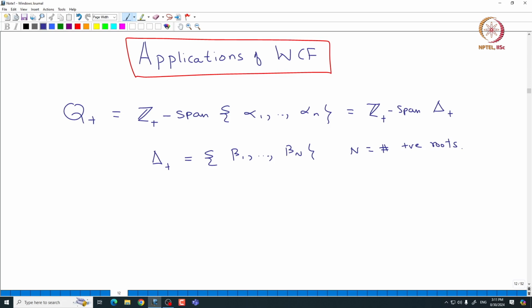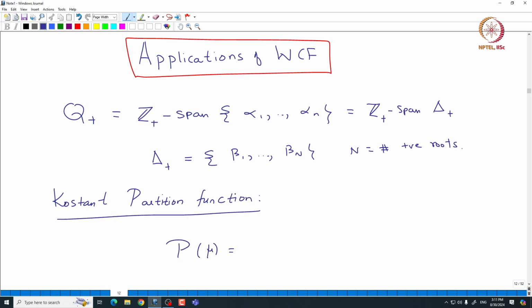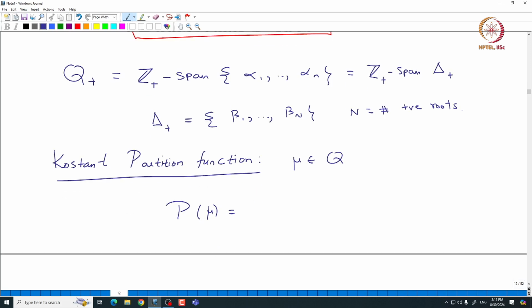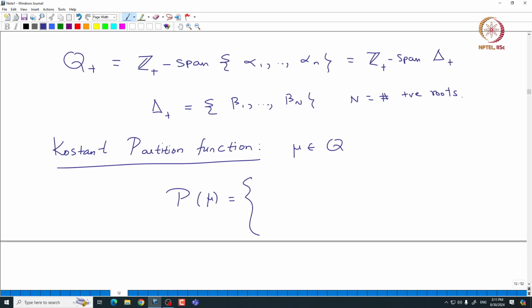So, now given this, what one can do? One can define this function called Kostant partition function, which is defined to be, let's call it P of mu for mu in Q. This is defined to be the number of tuples R1 etc. Rn, such that mu is written as R1 beta 1 plus etc. Rn beta n. Of course, these tuples come from Z plus power n. And this makes sense only if mu is in this cone Q plus.